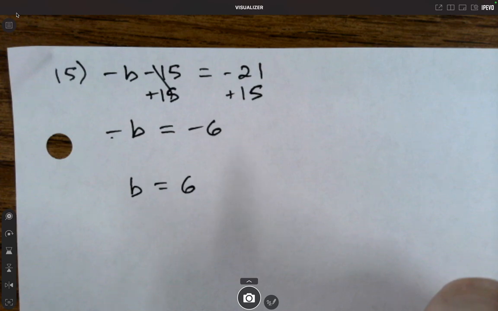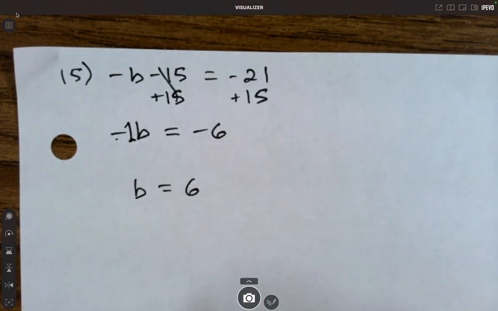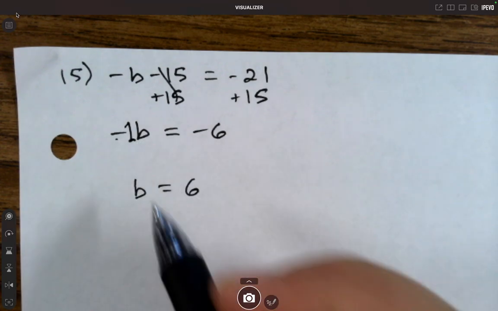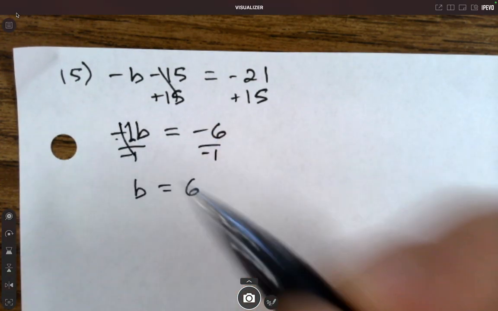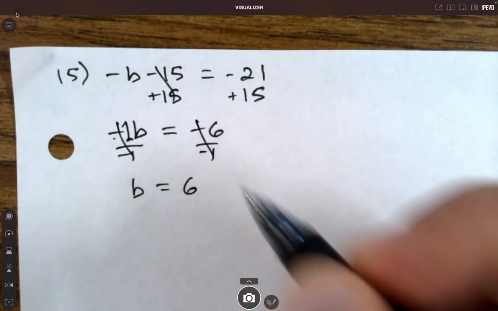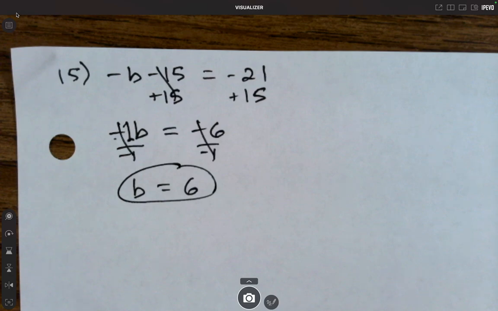But if you want to do it more mathematically, you remember that there's an understood 1 in front of that b, so it's really negative 1 times b. So to do the opposite, we divide by negative 1. That cancels out the negatives on that side, and on that side, giving us b equals 6.